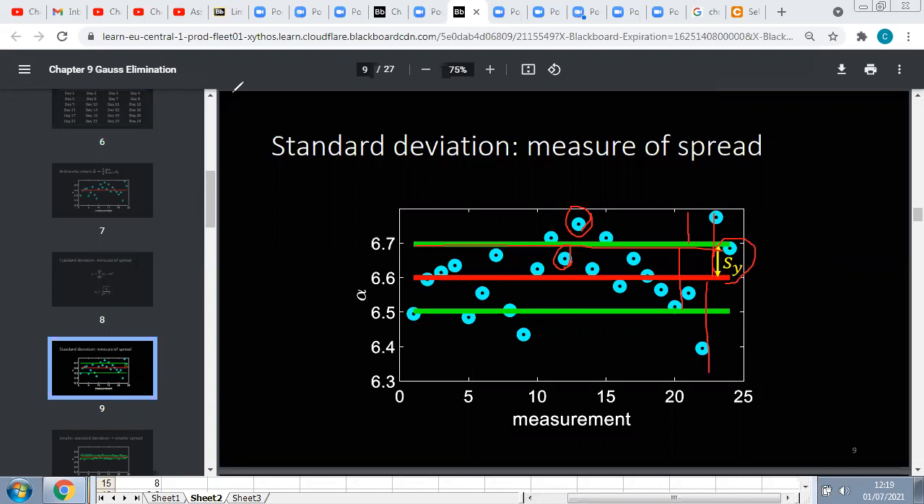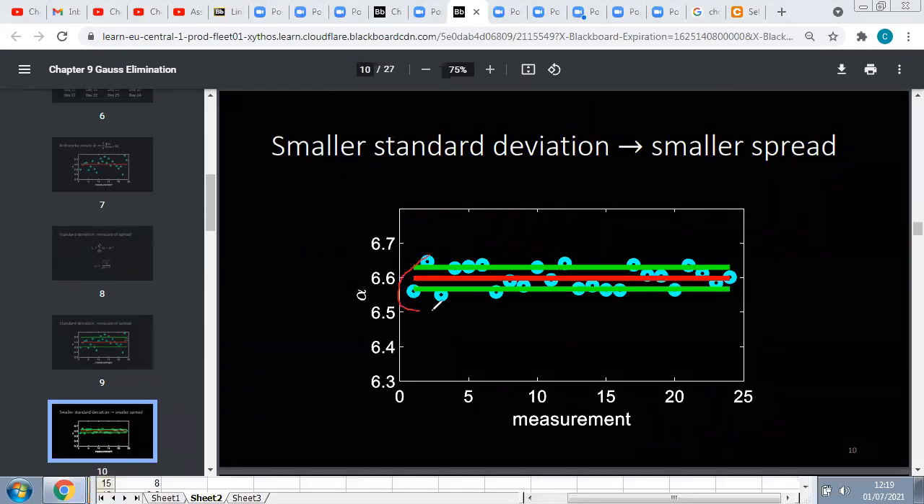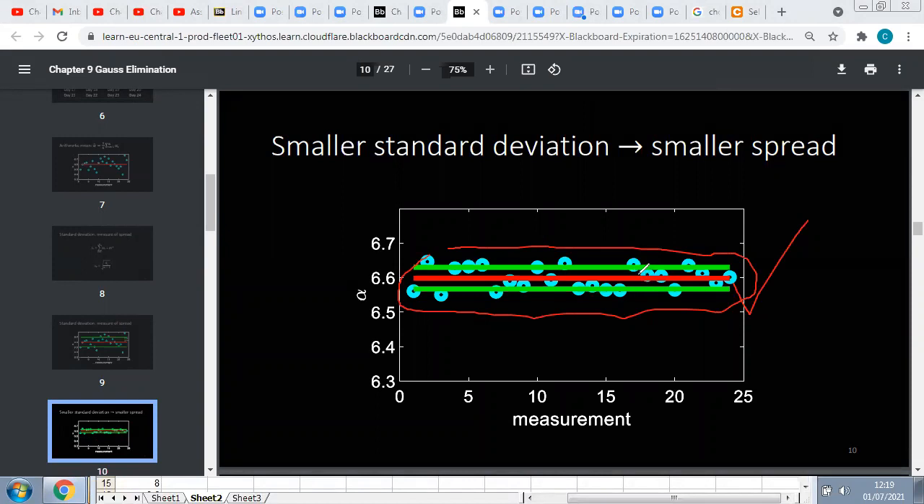While if your experiment was more accurate, then you can come up with a smaller standard deviation, and then all your measurements will be within a tight interval about the average, and this is good. So of course it depends on the accuracy you want. So the higher the accuracy, the lower the standard deviation desired.